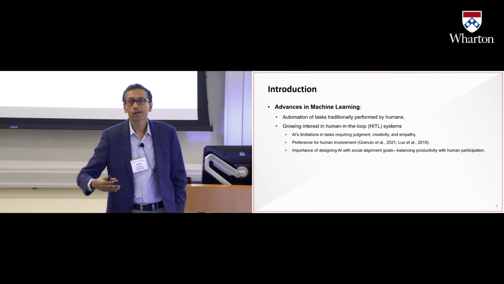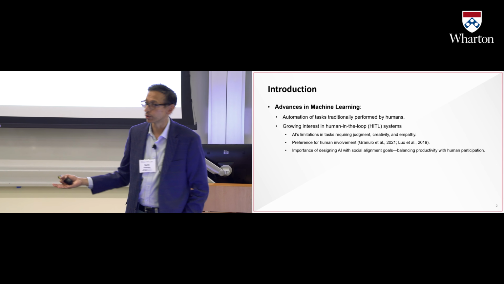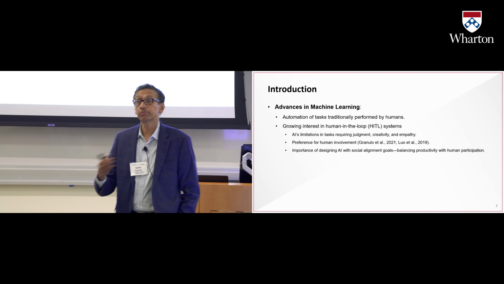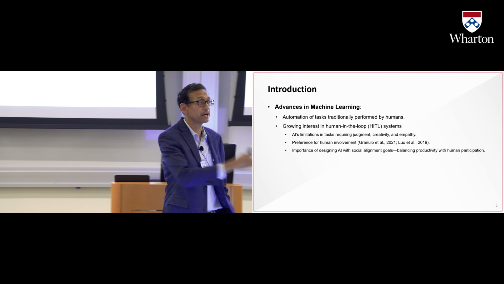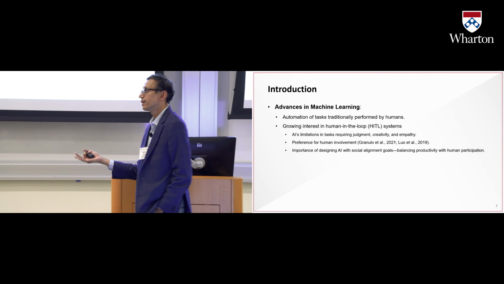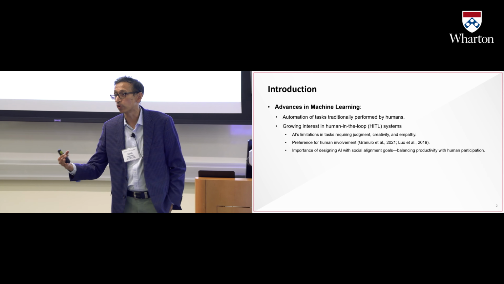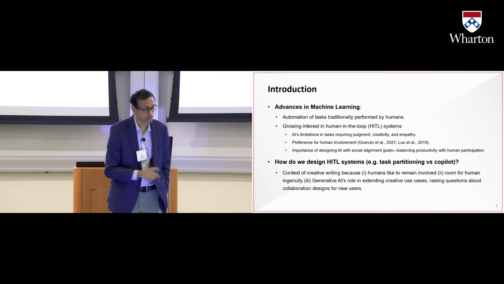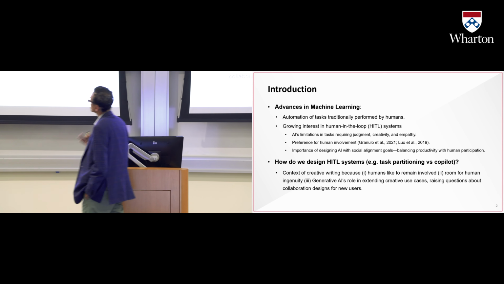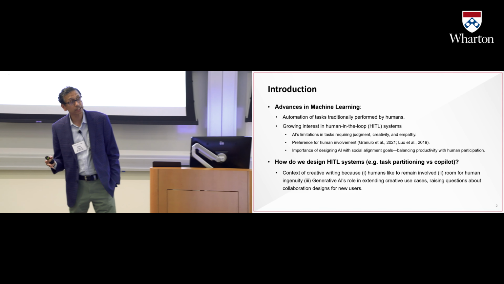For example, what work should AI do? What work should humans do? And sometimes you see designs where certain tasks are assigned to AI, certain tasks are assigned to humans. Sometimes you see co-pilot kinds of modes where they work together and so on. And that's what we're trying to go after in this study. Specifically, we're trying to do that in the context of creative writing.